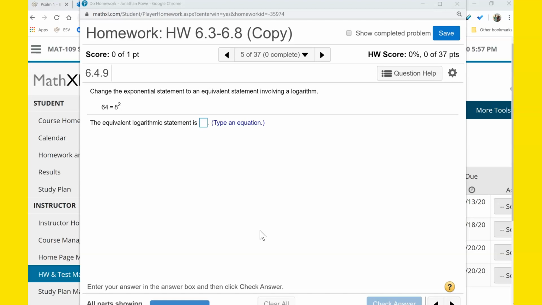Section 6.3 through 6.8. Just going to go through some of the homework problems to begin with, some that we haven't covered yet in the first video, although these will cover concepts that were covered in the first video. So I'm going to go a little bit quick through them because we've already covered the concepts.